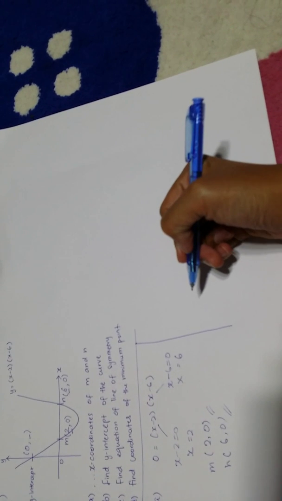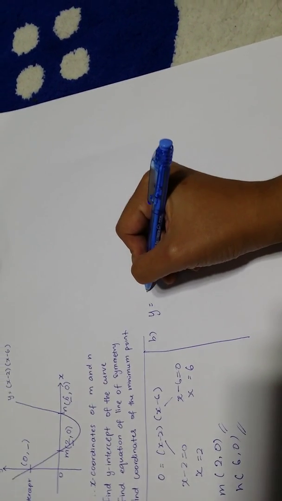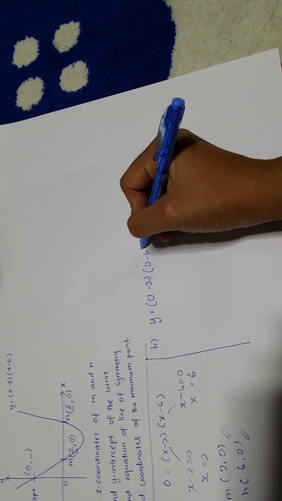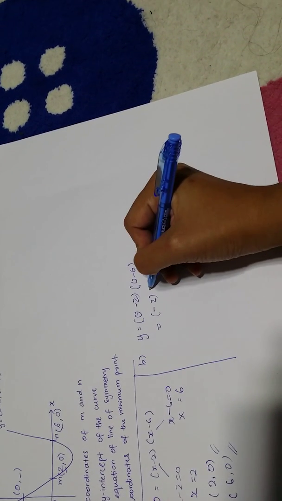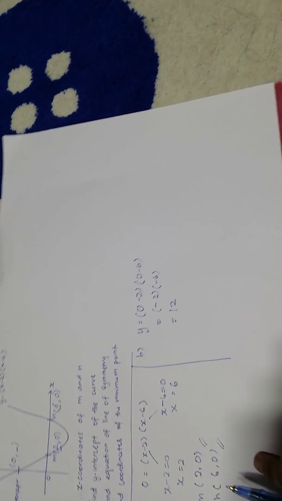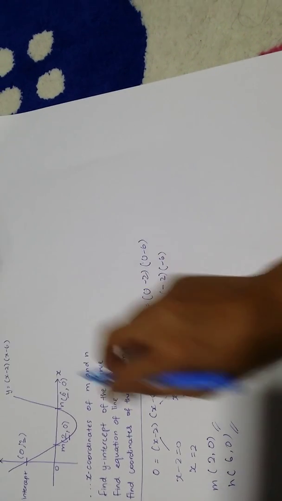So for part B, I would say y equals (0 minus 2)(0 minus 6), which is minus 2 times minus 6, equals 12. So the coordinates for this would be (0, 12). That's the answer for B.